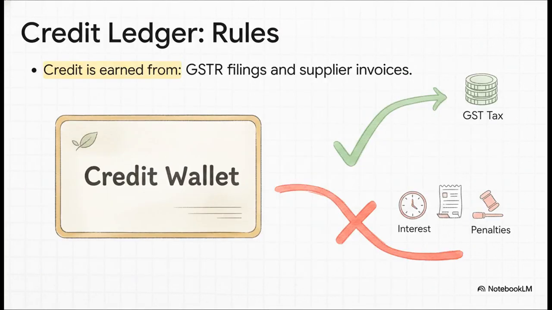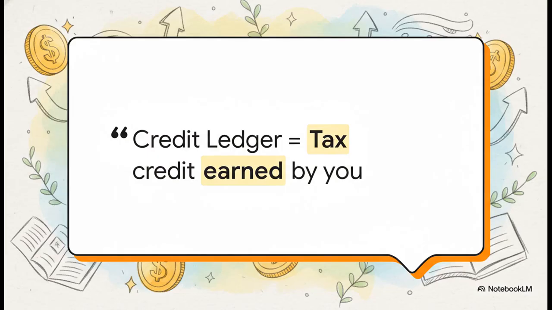Now, this credit just gets added to your wallet automatically as you and your suppliers file your GST returns. But, and this is a big but, here's the most important rule for this wallet. You can only use this credit to pay off your main GST tax. You can't use it for interest, penalties, or late fees. That is a really critical distinction to remember. So the bottom line for this one is pretty straightforward. The credit ledger is all about the tax credit you have earned just by running your business.